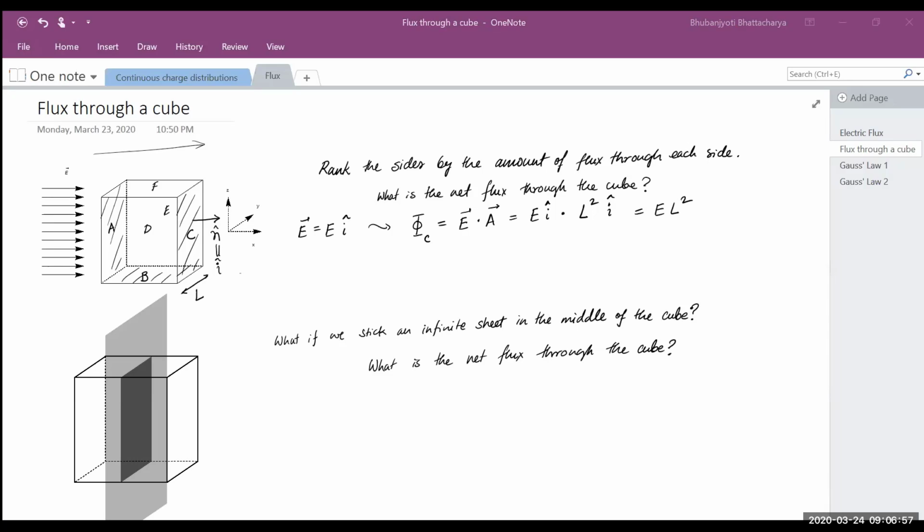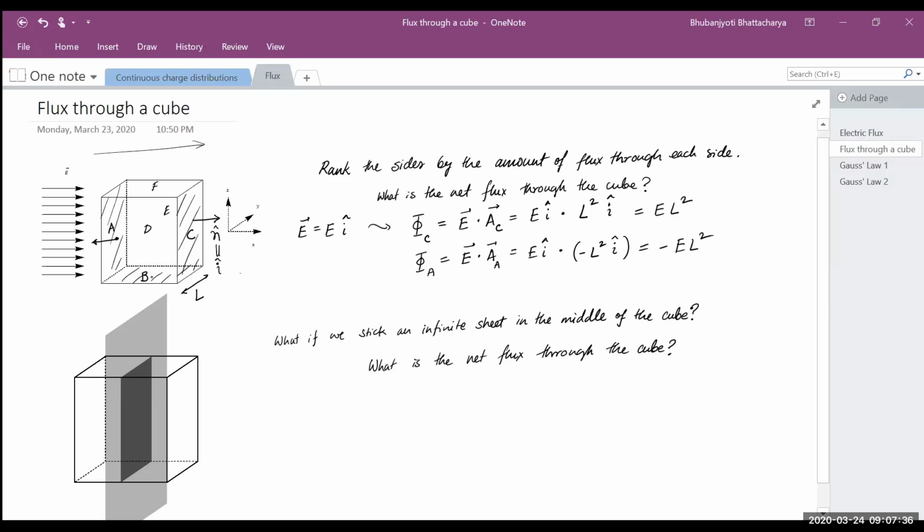If I wanted to do the same thing through A, remember that the surface of A is pointing outward like that. So that's pointing along the negative I hat direction. So this time if I wanted to find phi A, that's going to be equal to E dot the area vector. Just to distinguish, we'll call that AC and this one AA. So this is going to look like E times I hat dotted with negative L squared I hat. The negative L squared comes from the fact that the area vector for this side of the cube is pointing in the negative I hat direction. So that's going to be equal to negative E L squared. So that's for A and C.